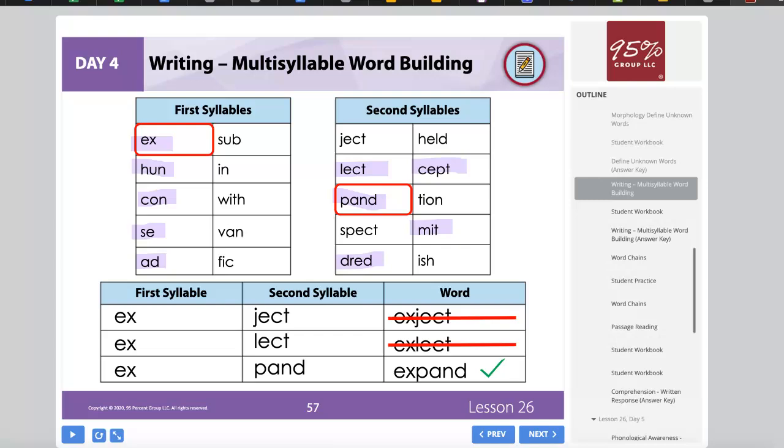Okay. What about the next one? Subject. Subject is a word. Okay. What about inspect? Inspect is a word. Okay. What about withheld? Withheld is a word. What about vanshun? Vanish. Vanish is a word. So that leaves our last word to be what? Fiction. And we talk about fiction all the time because we talk about fiction and nonfiction reading and writing.